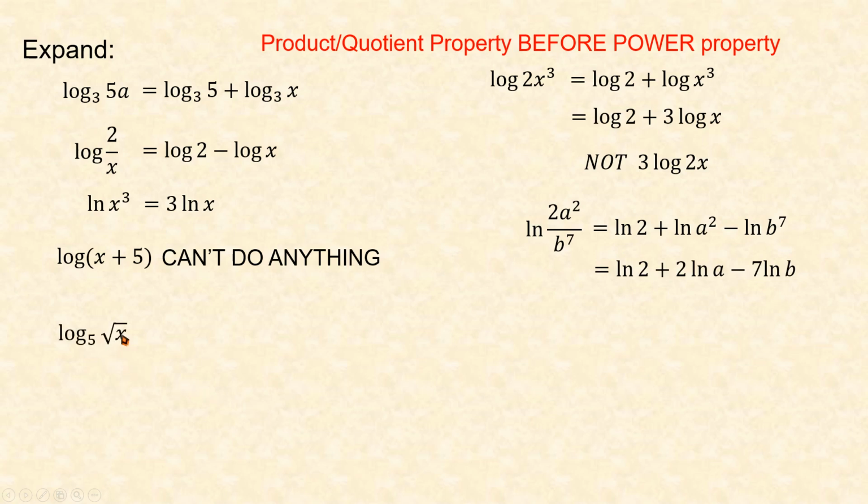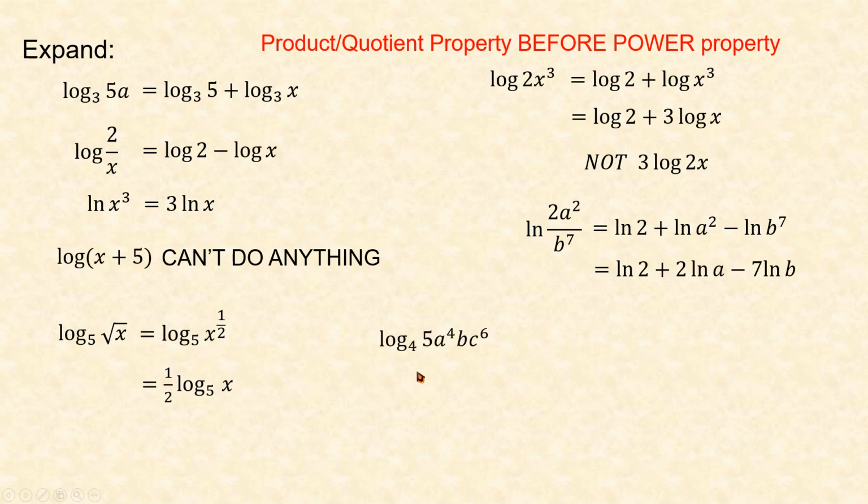Got another one here. Log base 5 of the square root of x. For this one, the square root of x really has an exponent of 1/2. So I rewrite that as x to the 1/2, and then I use the power property. The 1/2 goes to the front. I got 1/2 log base 5 of x. That's it.